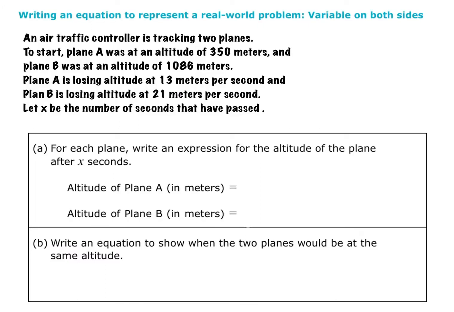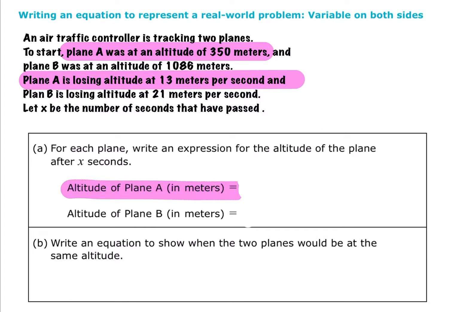In this example, an air traffic controller is tracking two planes. Let's go ahead and highlight in pink the information about plane A. So plane A starts off at an altitude of 350 meters. So it's 350 meters in the air. Then eventually, plane A is losing altitude at 13 meters per second.